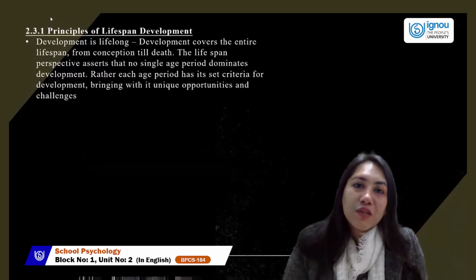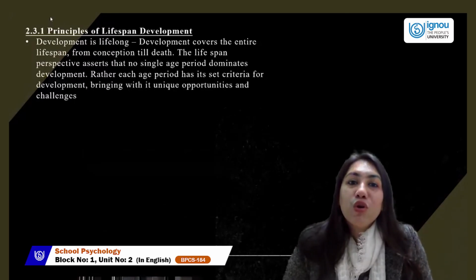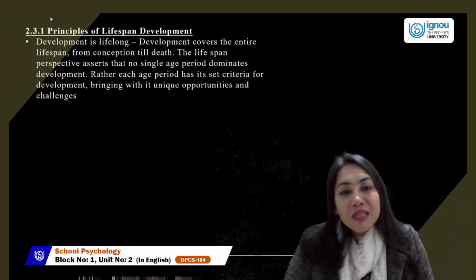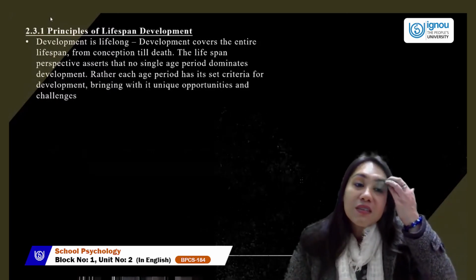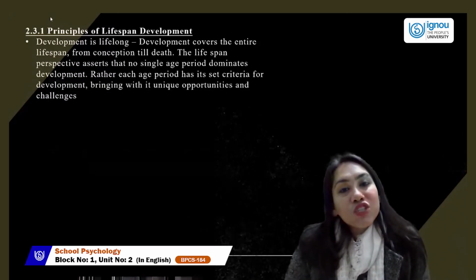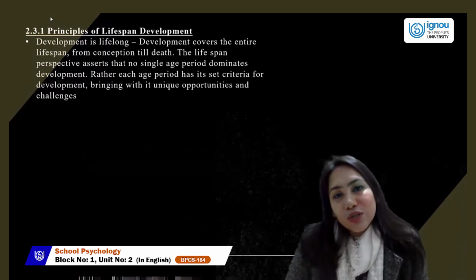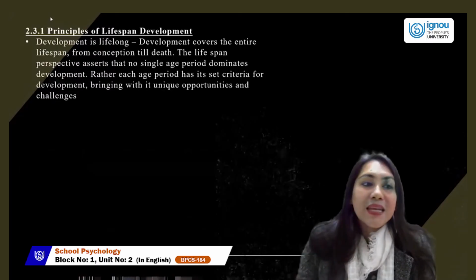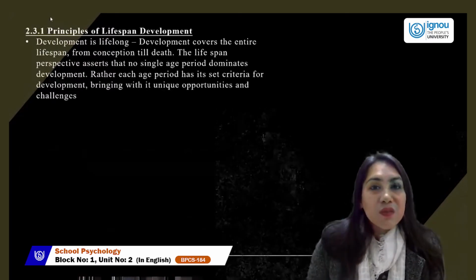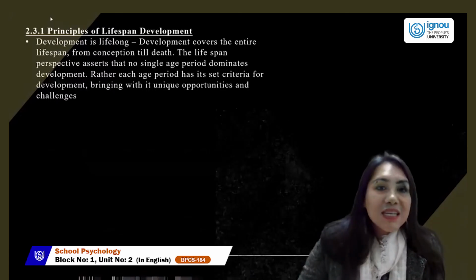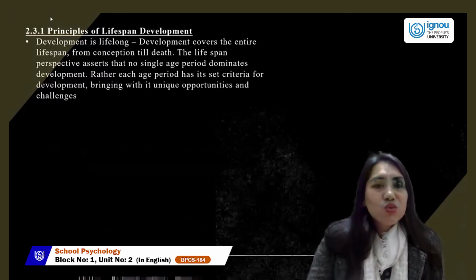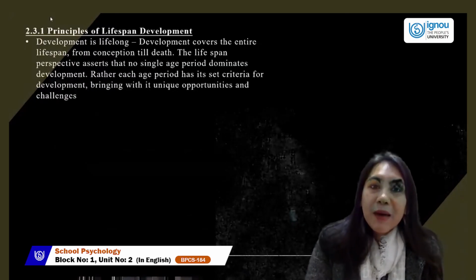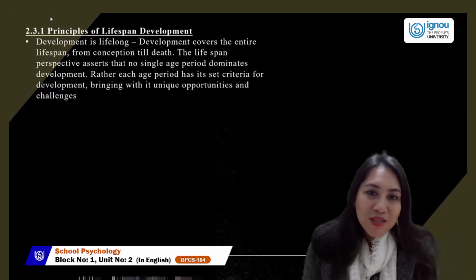Like the term suggests, the first principle of lifespan development is that it goes on lifelong. It is happening throughout your life, starting from conception till death. The lifespan perspective asserts that there is no single age period that dominates either. There isn't any stage of development which is very dominating. Every stage has changes, its own criteria of development, uniqueness, and opportunities that we need to grab at each and every stage. And there are challenges equally.